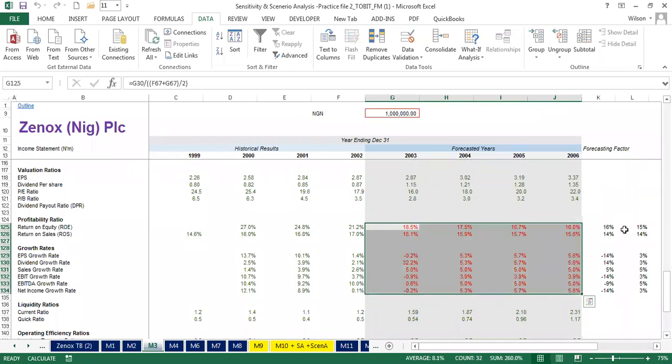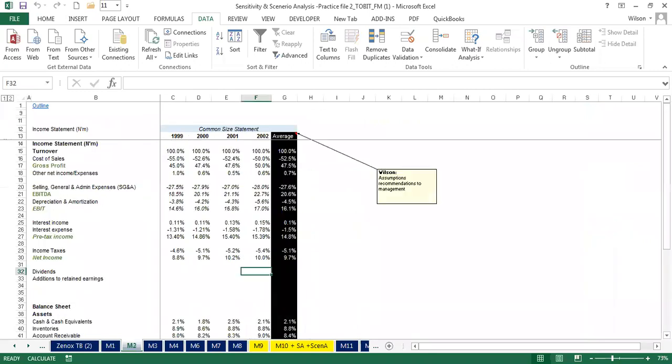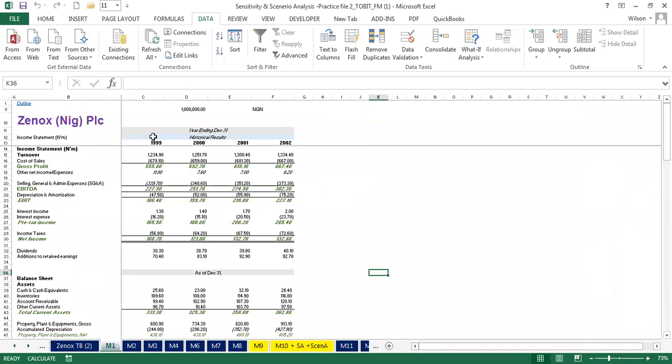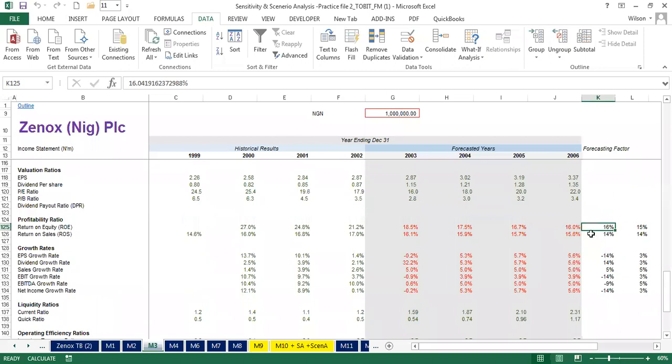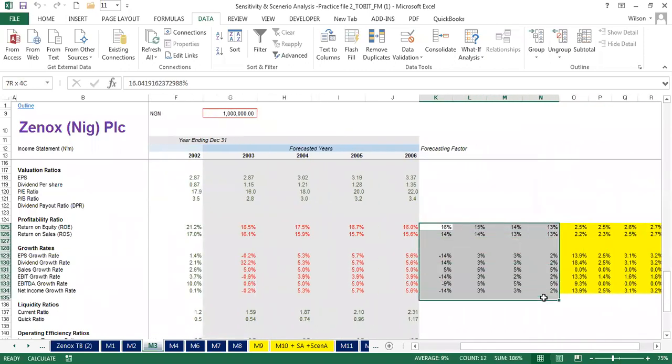What we simply do is repeat for M2. M2 is the common size, rather. M1 is the historical statement. Basically how we do the ratio is that we repeat the ratio analysis. Let's assume these are the ratios we arrived at before changing the forecasting factor. These are the ratios we arrived at before changing the forecasting factor.